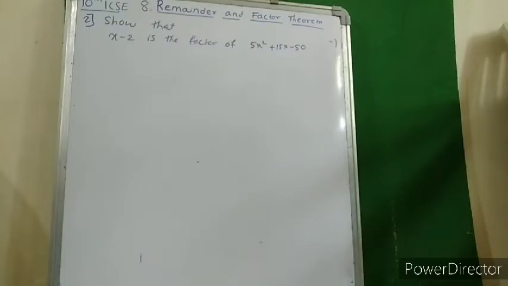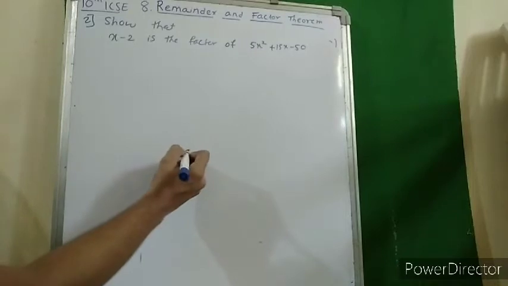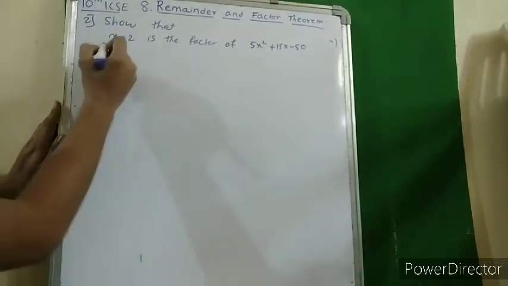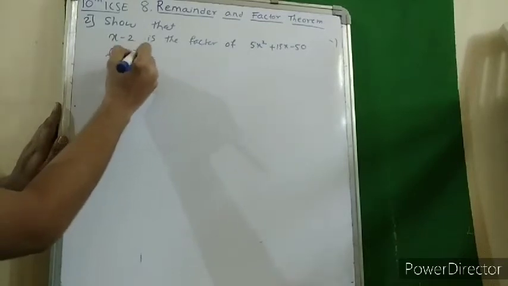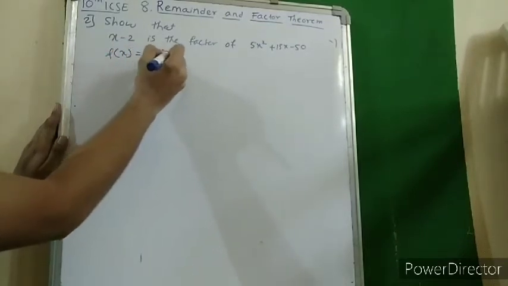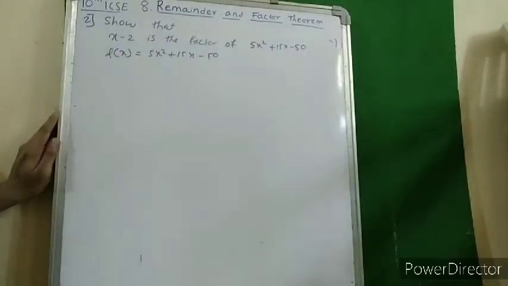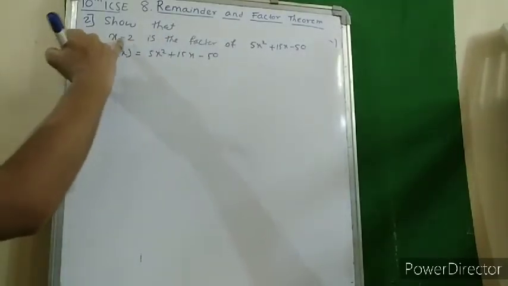Okay. In the second part of the first exercise, we need to show that x minus 2 is the factor of the polynomial 5x square plus 15x minus 50. See, you need to do it in the same way as you need to find a remainder. But see to it that if the remainder is 0, then only it is a factor. Okay, I'll show you how to do it. So we have the function of x as 5x square plus 15x minus 50. Okay, so we need to show that x minus 2 is a factor.